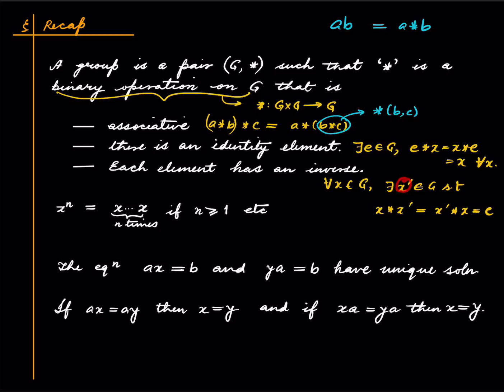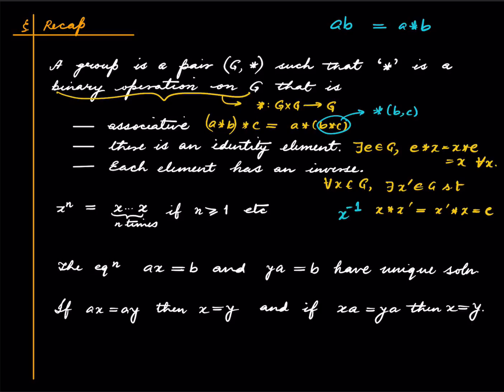Also, this X prime is called the inverse of X. In fact, this is also unique, so we showed that. Given an X, there is only one such X prime which can satisfy this. And we denote it by the symbol X to the power minus 1. So this is the notation for inverse.